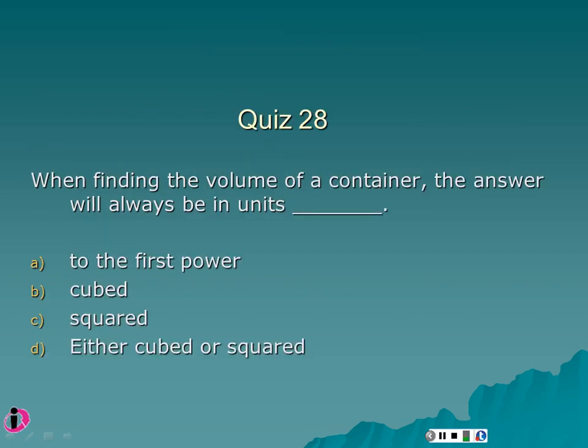Let's try some quiz questions here. When finding the volume of a container, the answer will always be in what units? The right answer is B, right? It should be cubed, because anytime anybody claims the volume of any object you see, the answer must be in cubed. All volume should be in cubed.